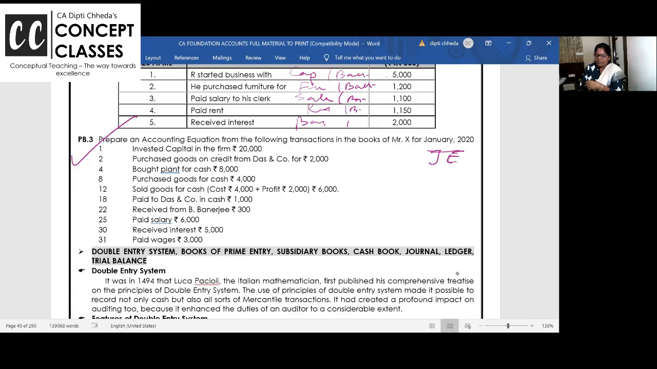Invested capital in the firm, purchased the goods from Didas, purchased plant, purchased goods for cash, sold goods for cash, paid to Das. Liability is there for Das and all. Received from D Banerjee. Paid salary. Received interest and paid wages.